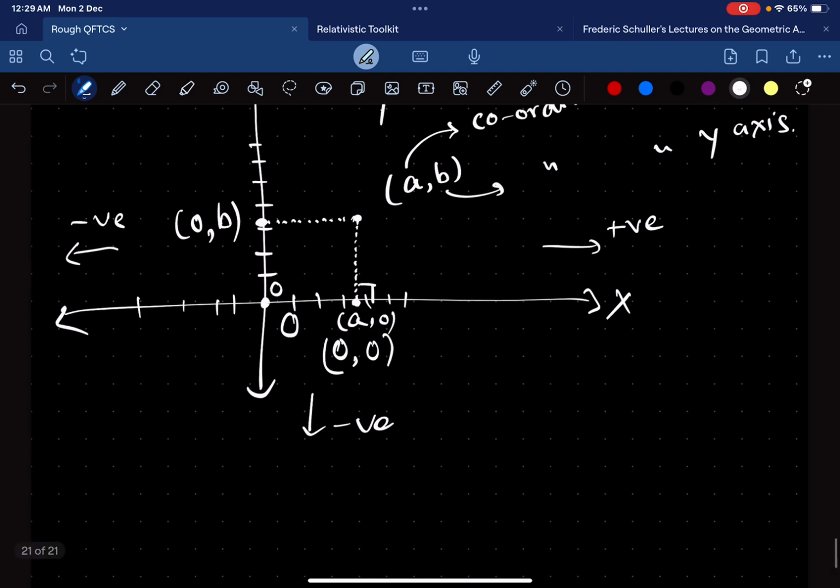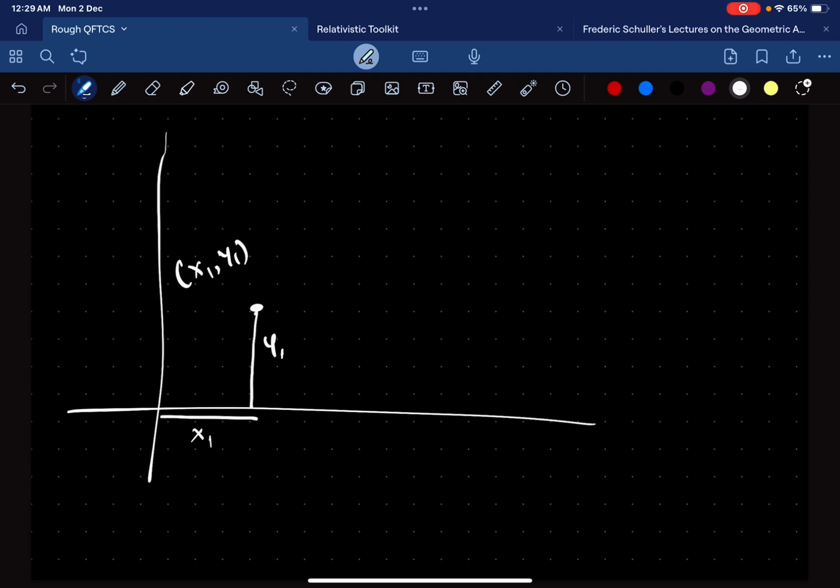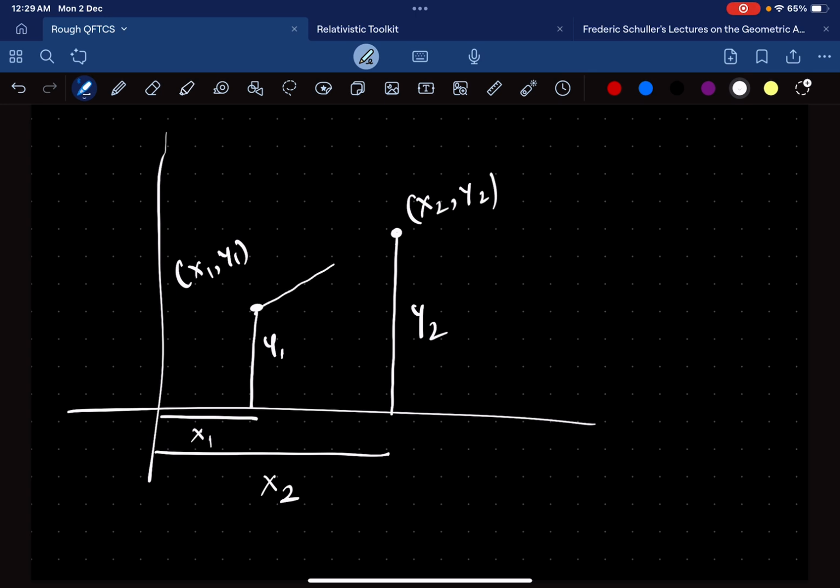So this is how a two-dimensional coordinate system is written. And what will be the distance in a two-dimensional coordinate system? Let me draw another one. Suppose this is a point and the coordinate is (x1, y1). That means its distance from the x-axis is y1, and its distance from the y-axis is x1. And there is another point (x2, y2). That means this distance is y2 and this distance is x2. We want to find the distance between these two points A and B. And what will it be?